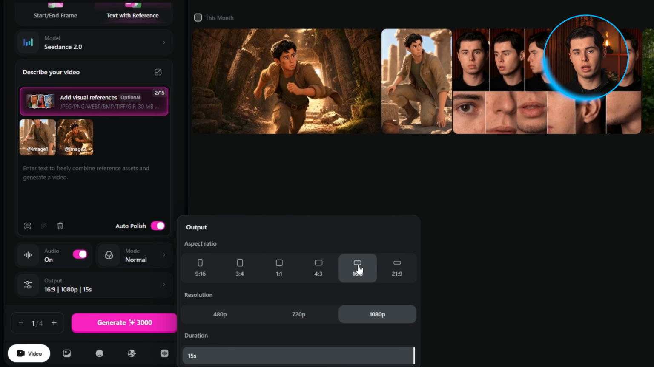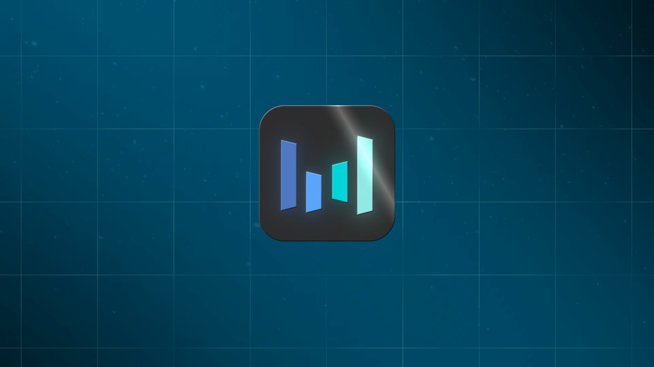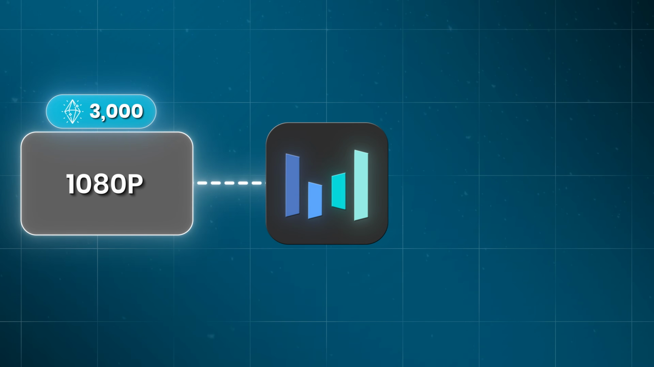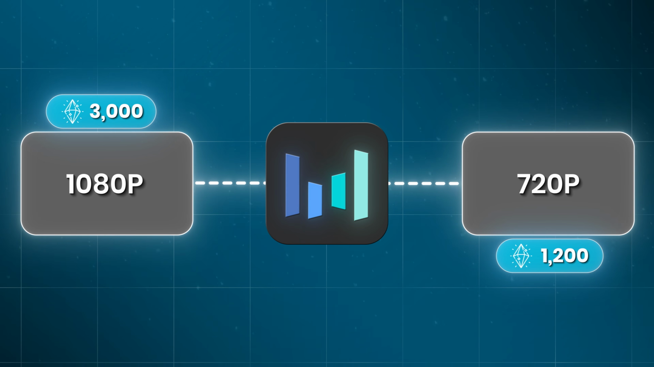Now, the main tip I want to give you here is about the resolution. Instead of generating at 1080p, we're going to render at 720p. Yes, the resolution will be lower out of the gate, but there's a specific reason why we're doing this. Seedance is one of the best video models out there, but this also means it needs a lot of credits to run, and at 1080p, it can get extremely expensive really quickly. One generation at 1080p costs around 3,000 credits, while at 720p, it's 1,200 credits per clip. That's almost 3 times less.